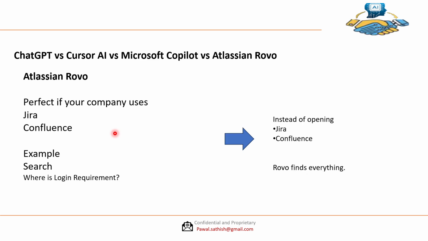Okay, then next is the Atlassian Rovo. Okay, so in case your organization is using Rovo, it's very useful in Jira and Confluence. Okay, so instead of opening Jira and searching Confluence, you just mention, like, where is the login requirement. If you give the prompt, then Rovo finds everything. Okay, so this is very useful. In case we are using Rovo, it saves a lot of time.